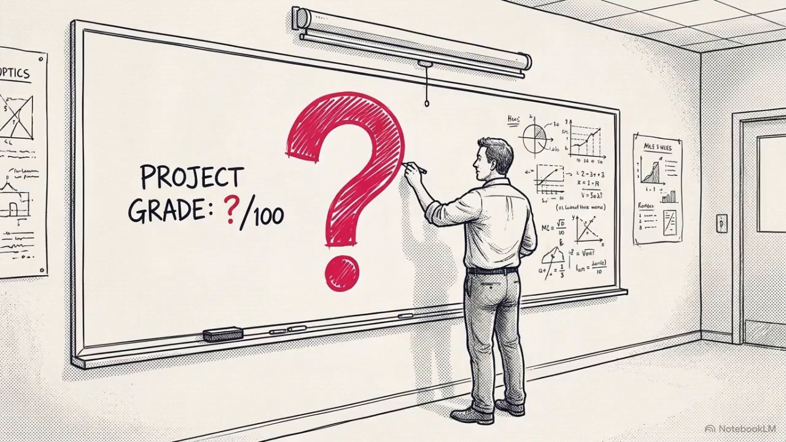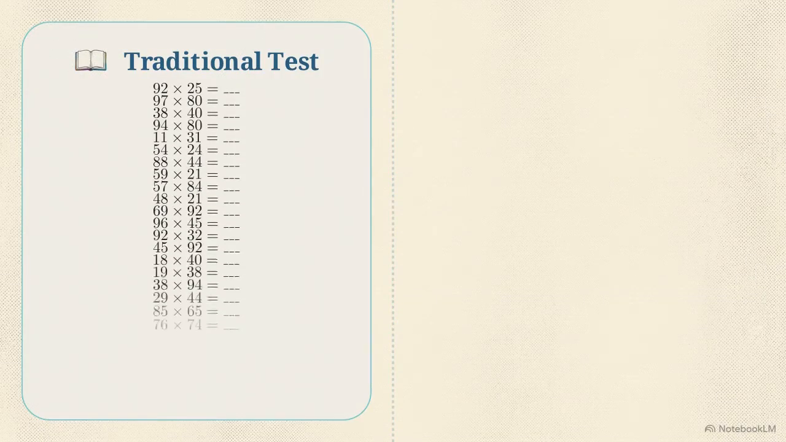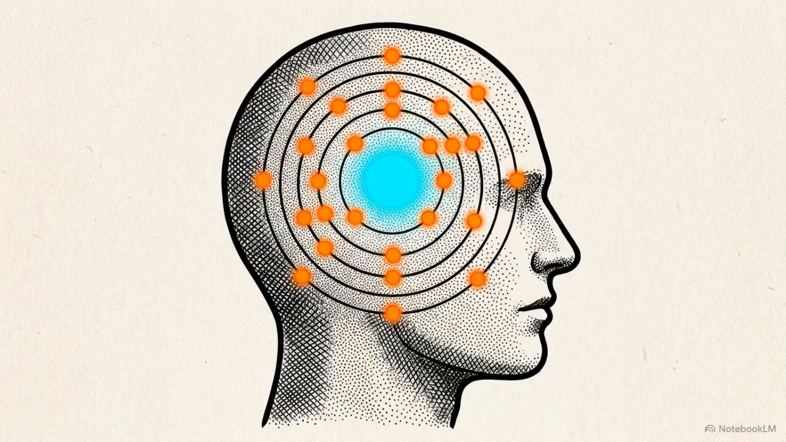This brings us to the primary statistical weakness of performance testing, a problem measurement specialists call the generalizability dilemma. It is the inherent friction between deep tasks and reliable data. Consider a traditional math test. A teacher might give a student 20 double-digit multiplication problems to solve in 30 minutes. Those 20 answers provide a high sample size. With 20 data points, the teacher can confidently generalize whether the student possesses the underlying skill of multiplication.